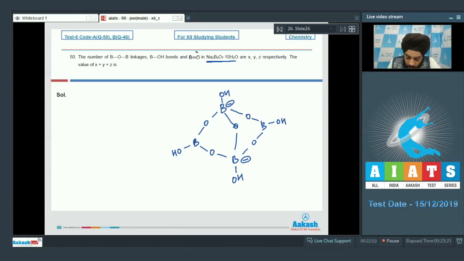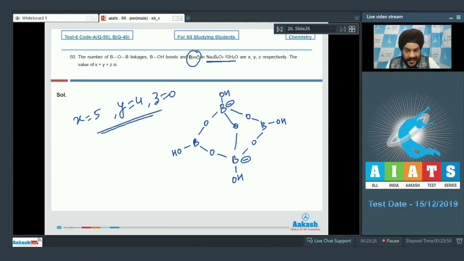So if we talk about the number of B double bond O bonds, students, the number of B double bond O bonds are 0. So the value of Z will be equal to 0. If we talk about the number of B-OH bonds, so there are 4 boron atoms and each boron atom has 1 B-OH bond each. So the value of Y shall be equal to 4. If we talk about the number of B-O-B linkages, so we can clearly see that there are 5 B-O-B linkages. So the value of X shall be equal to 5.